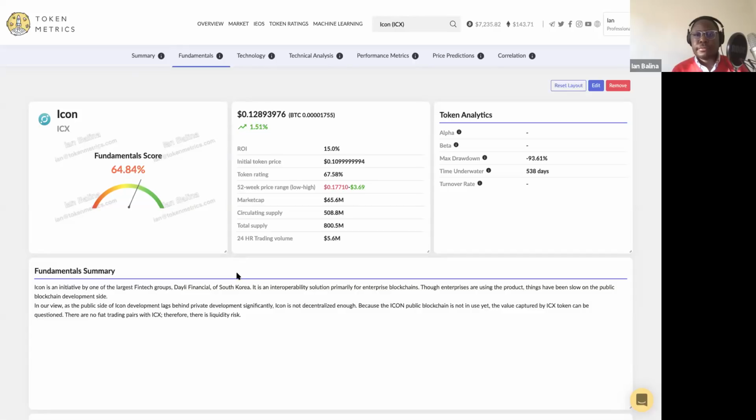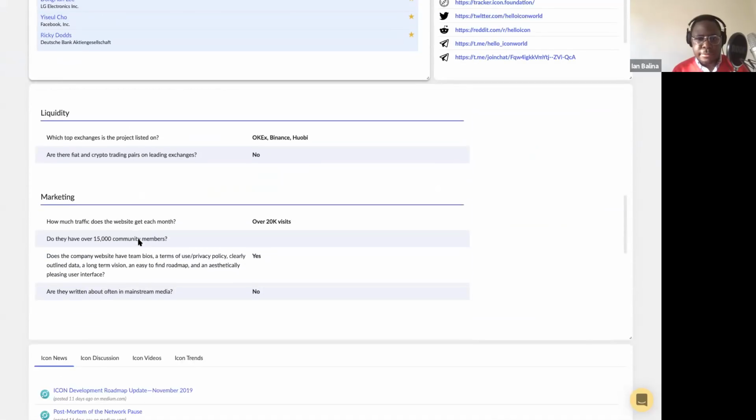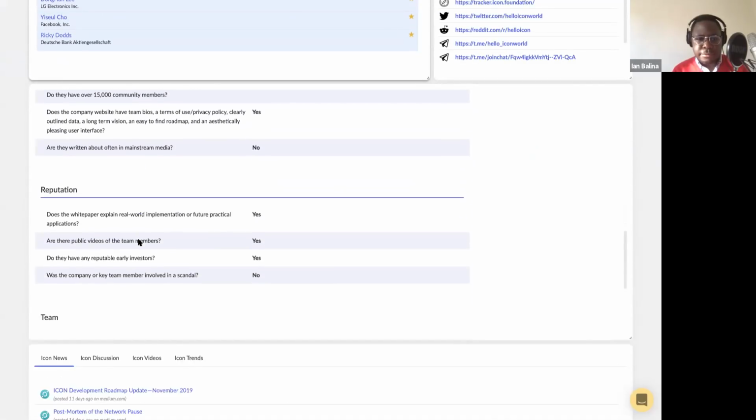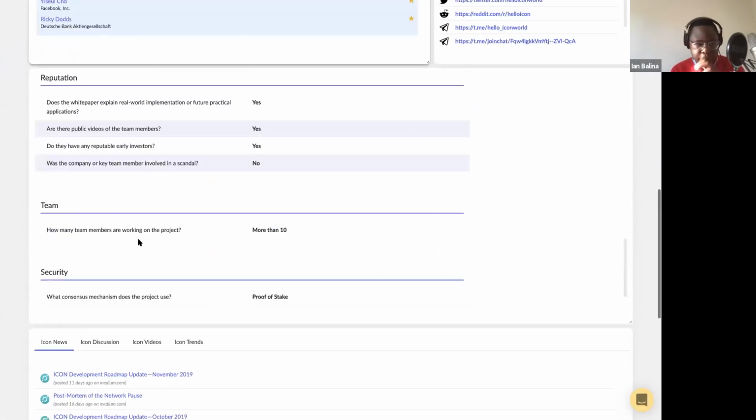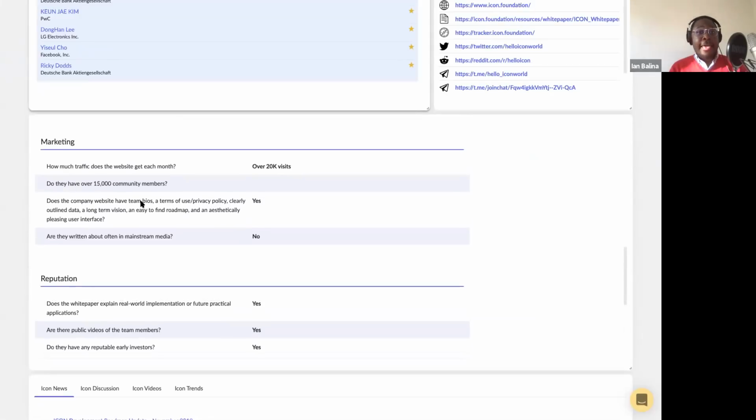Then we'll look at, are they leading the pack in terms of the competition, or do they have no competition? So I've seen thousands of cryptocurrencies in my research, so I know who the competitors are for these coins. And these coins that are leading the pack are getting a good score on our sheet. Do you want me to keep going into it, Ian?